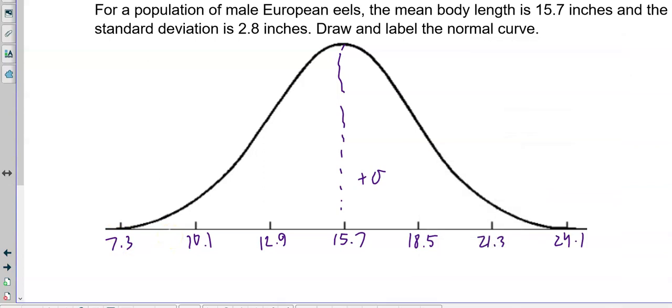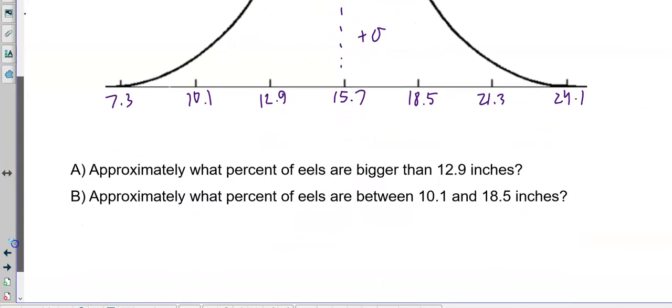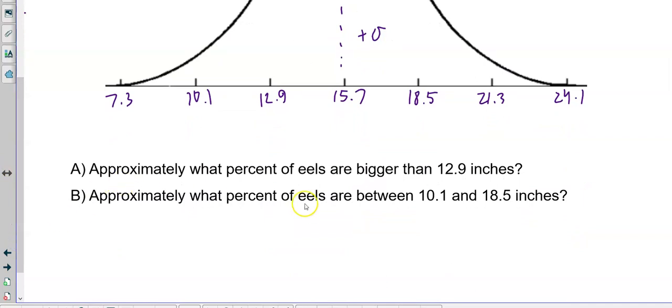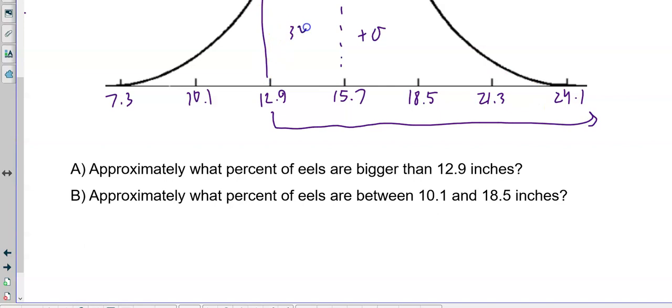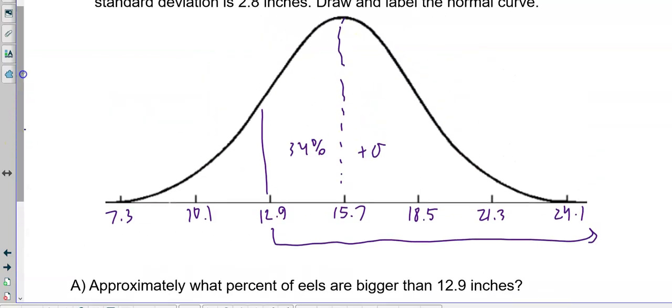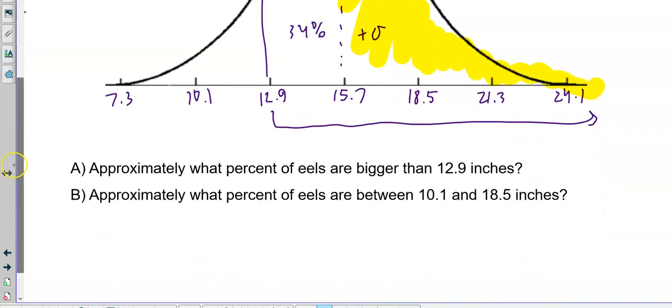So now it asks a little more detailed question here. It says, approximately what percent of eels are bigger than 12.9? So 12.9 is here, and we want all that area that way. Well, if you remember, this is 34%. You know all those percentages, but if you look at the big picture, isn't this exactly half the data if you go to the right of 15.7? It splits it in half. So that's 50% of the data plus 34 is exactly 84. So 84% of the data is bigger than 12.9.